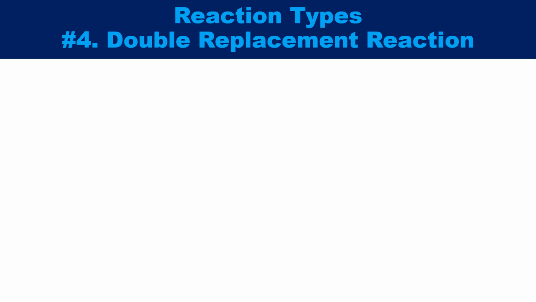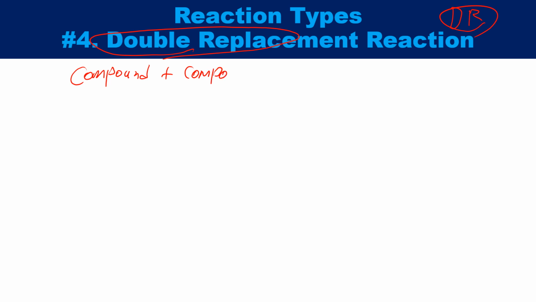The fourth reaction type, which is known as double replacement, DR, is actually relatively, I like to say, easier compared to single replacement because you only have one outcome. First of all, generically, this is a situation where you have a compound mixing with another compound that will produce new compounds, two of them.